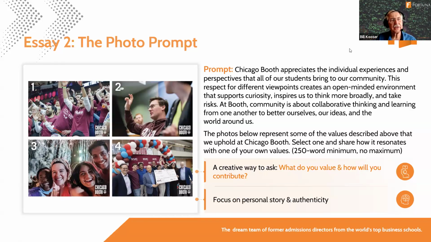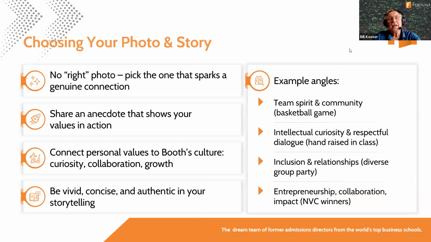So again, you see these pictures here, 4 of them. Again, you can interpret them in lots of ways. So let's think about what those might be. So, choosing your photo. There isn't any right photo. This is not a trick question where they're only going to admit people that pick photo number 3 and talk about it. It's literally which of these pieces resonate with you and which ones speak to you.